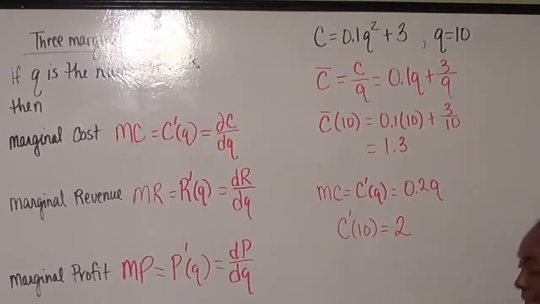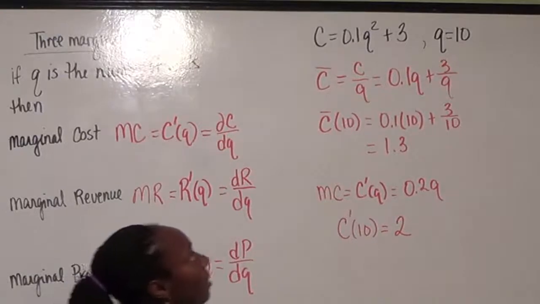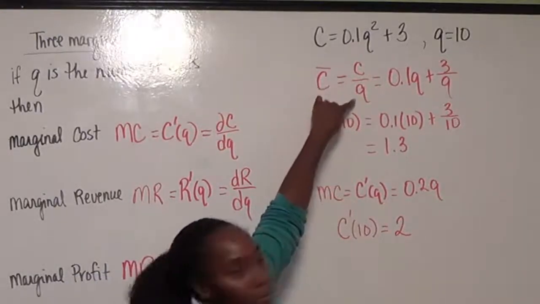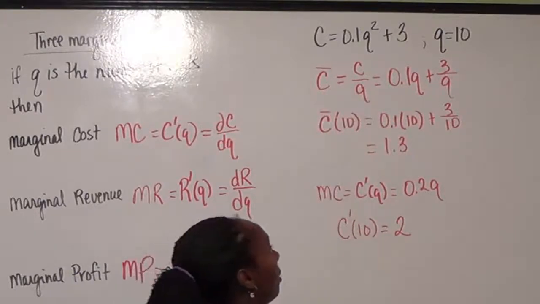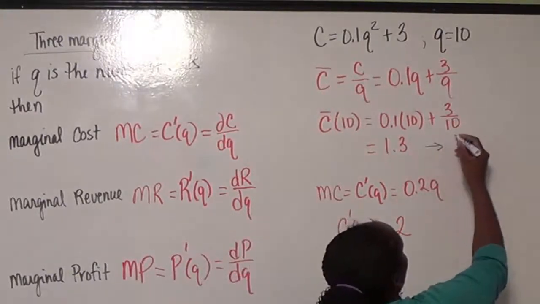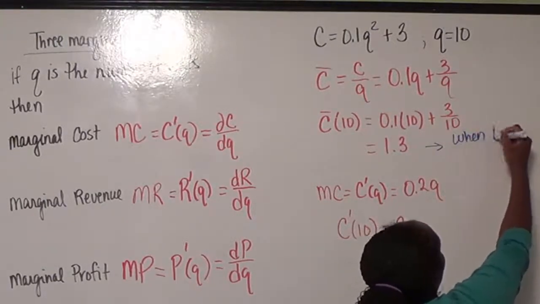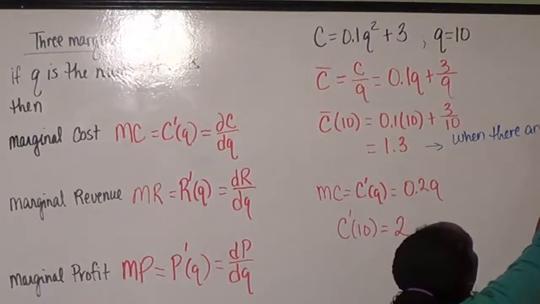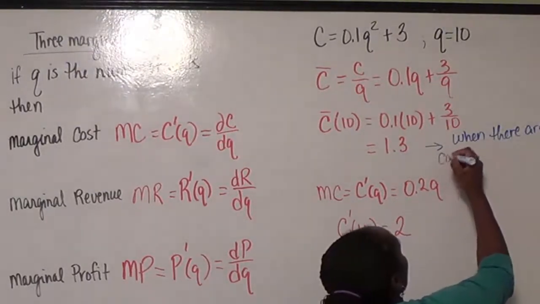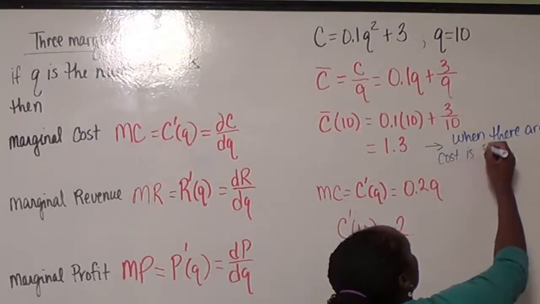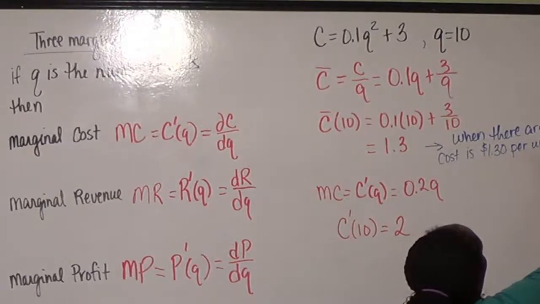Okay, so what do these things mean? Let's think back. Average cost tells us the cost divided by the number of units. In other words, it's the cost per unit. So this is telling me that when there are 10 units, the cost is $1.30 per unit.